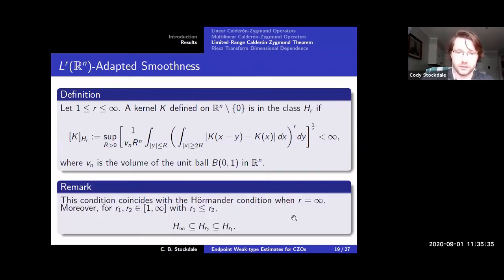One remark is that this will coincide with the Hormander condition when R is equal to infinity, because instead of an LR norm, we're doing an L infinity norm, which is exactly what was on the previous slide. Also, these classes become larger as the index becomes smaller. The smallest case is the Hormander condition, but as you decrease the exponent R, you can see pretty easily with Holder's inequality that these spaces get larger.